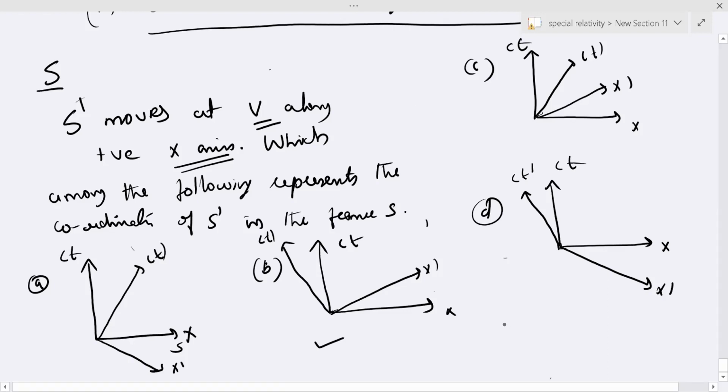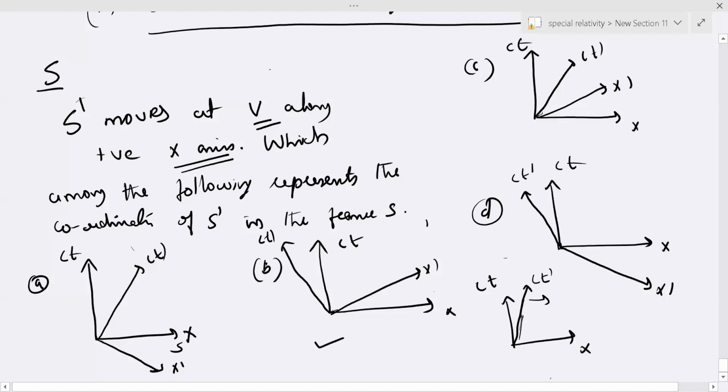Just some time ago I had given you a hint. The time axis corresponds to the world line of the object which is at rest. Am I right? We can do this formally. If you take X and CT, this is the world line of an object which is moving at speed v. So this is the world line of the frame S prime. And we said that this world line corresponds to the time axis.